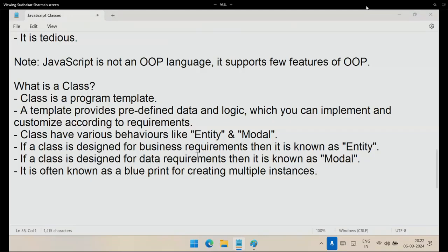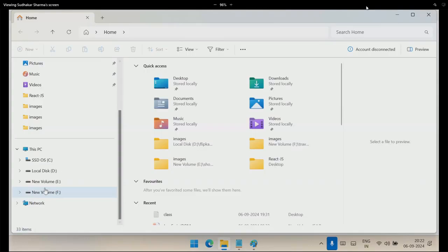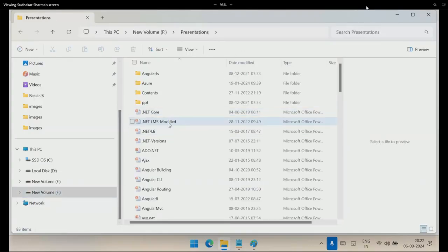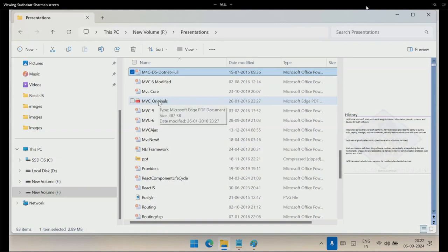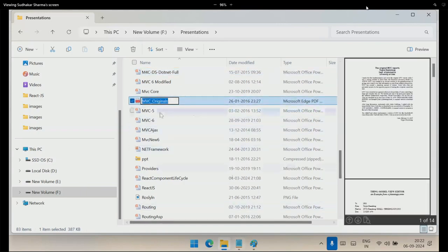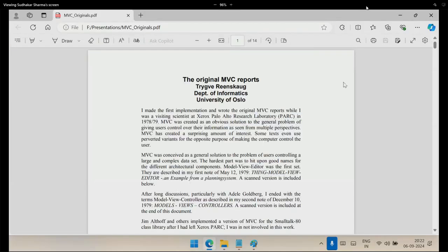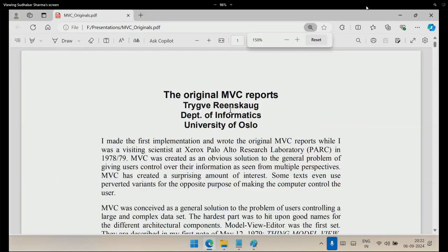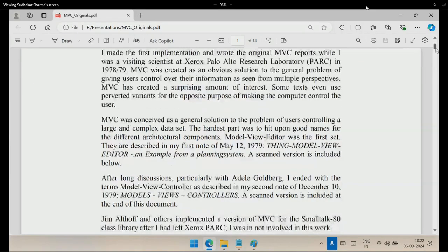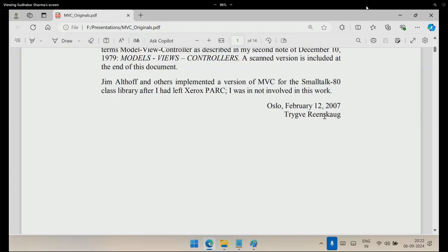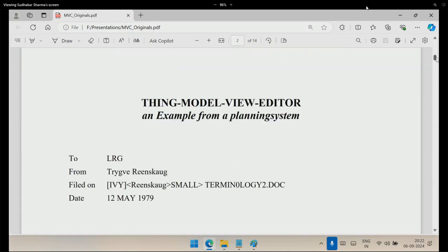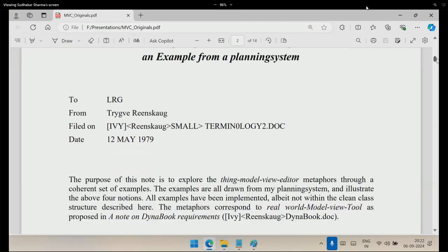Trygve's documentation is actually very huge. I have it here, the original MVC document. This is the original documentation of Trygve, the actual documentation written by the person who invented an architecture called MVC. Model View Controller.